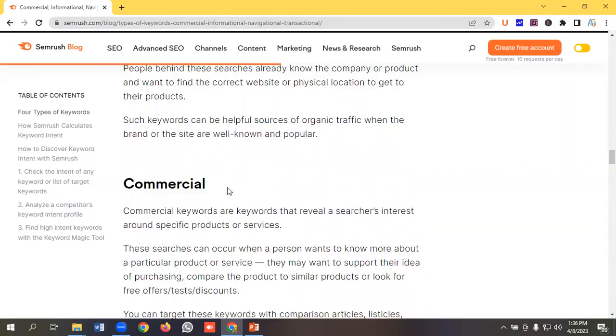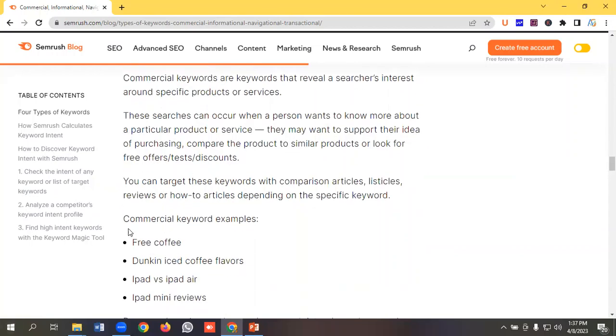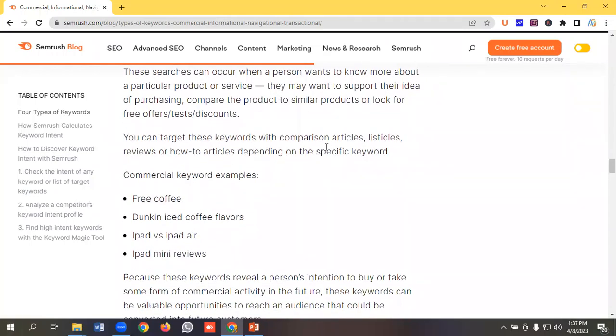The next option is commercial. Commercial keywords are keywords that reveal a searcher's interest in specific products or services. These searches can occur when a person wants to know more about a particular product or service. They may want to support their idea of purchasing, compare the product to similar products, or look for free offers, test discounts. You can target these keywords with comparison articles, reviews, or how-to articles, depending on the specific keywords.